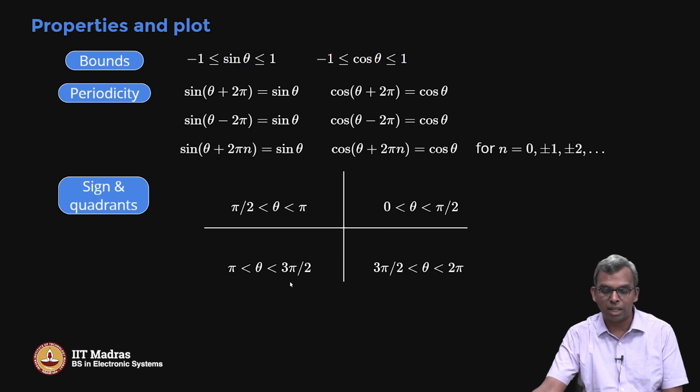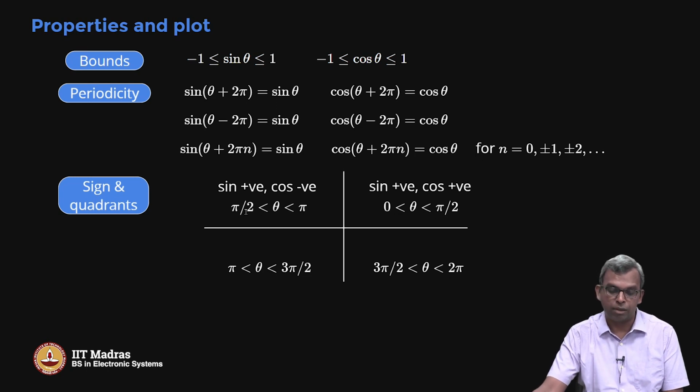Now comes sine and quadrant. I was talking about it in the previous slide also. So you see here, if theta is between 0 and pi by 2, you are in the first quadrant. Both sine and cos are positive. So you are in the positive y-axis, positive x-axis. Everything is positive. If you go to the second quadrant, pi by 2 to pi, sine will still be positive, it's on the positive y-axis, but cos goes negative, it's on the negative x-axis.